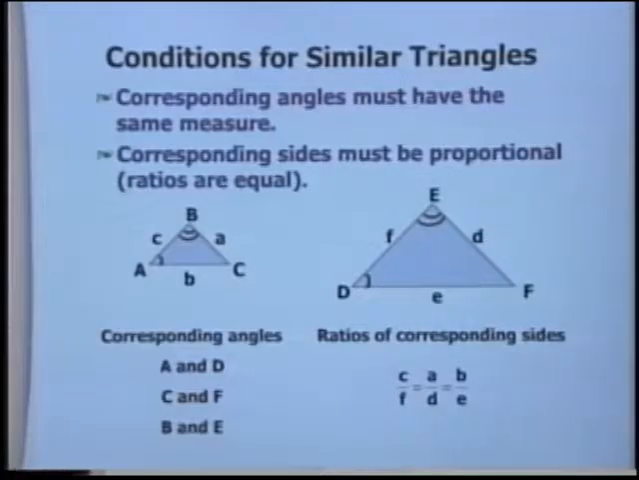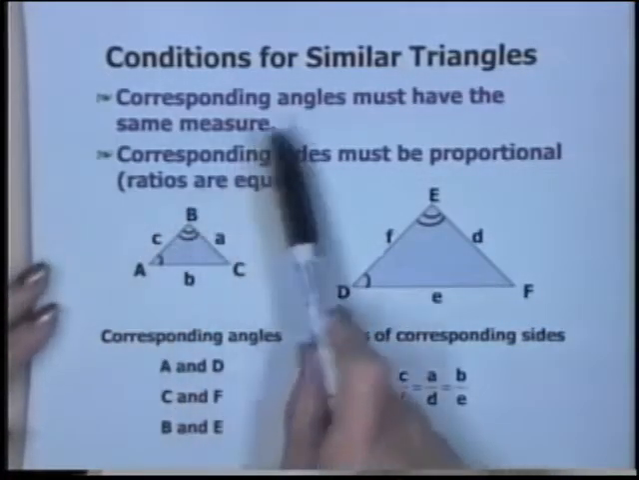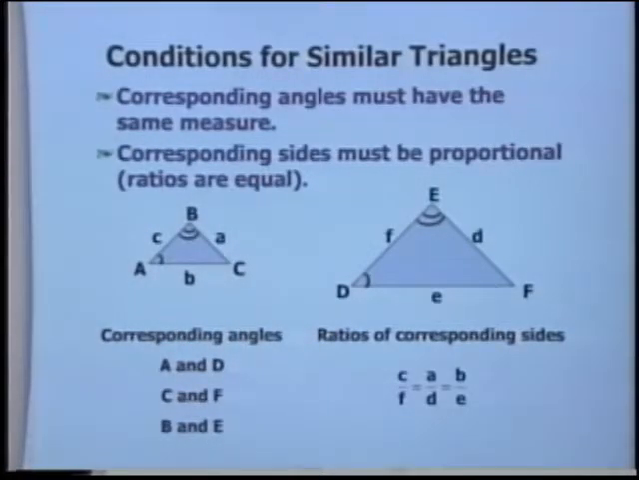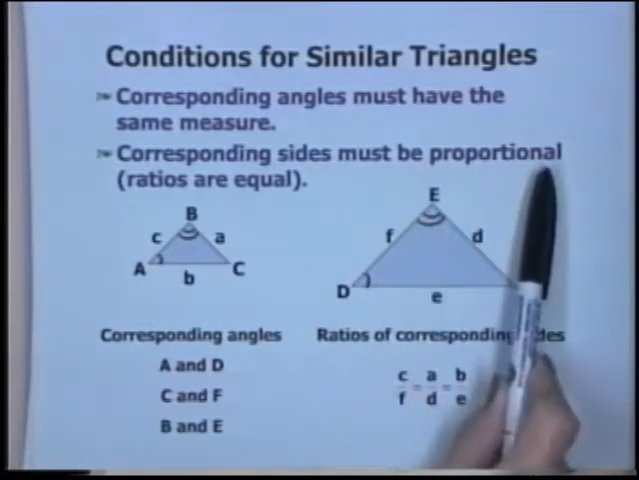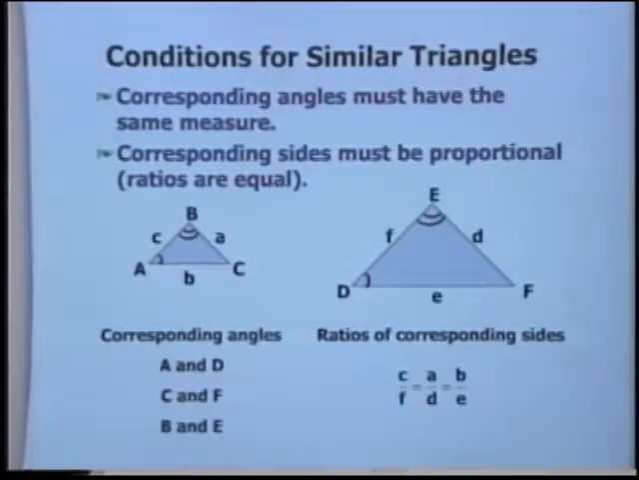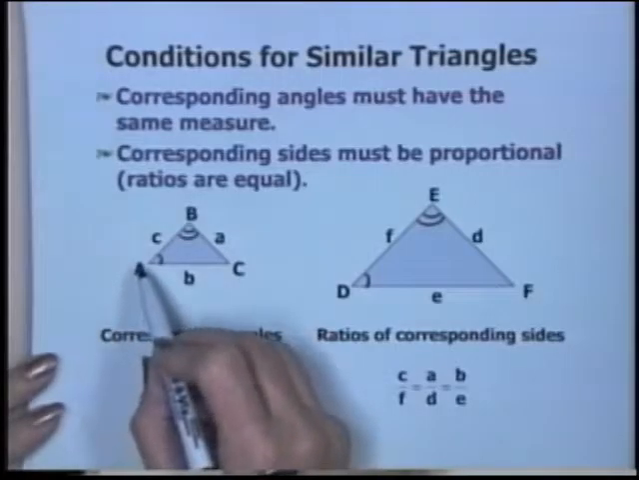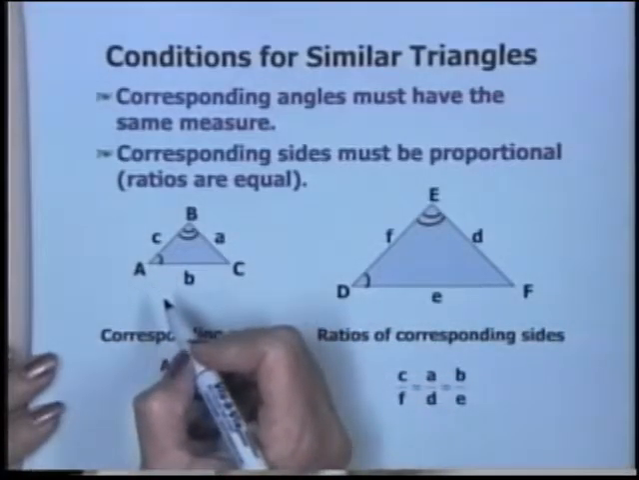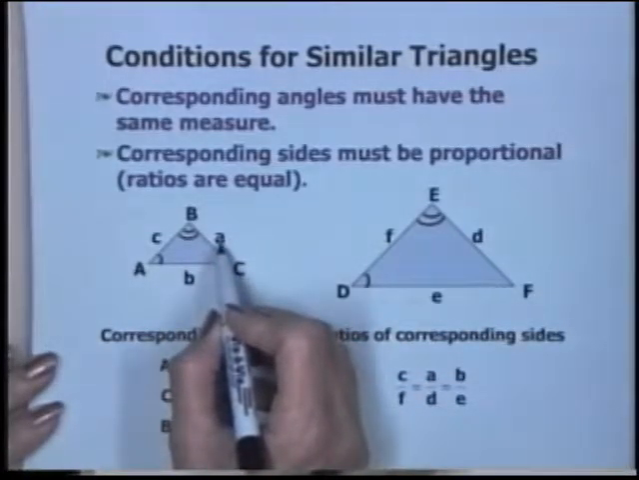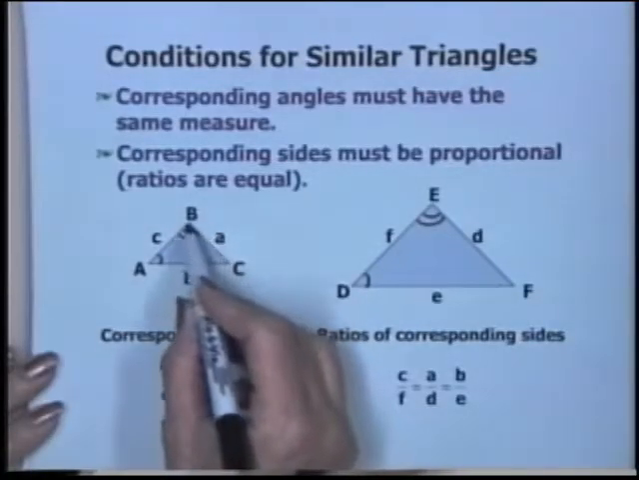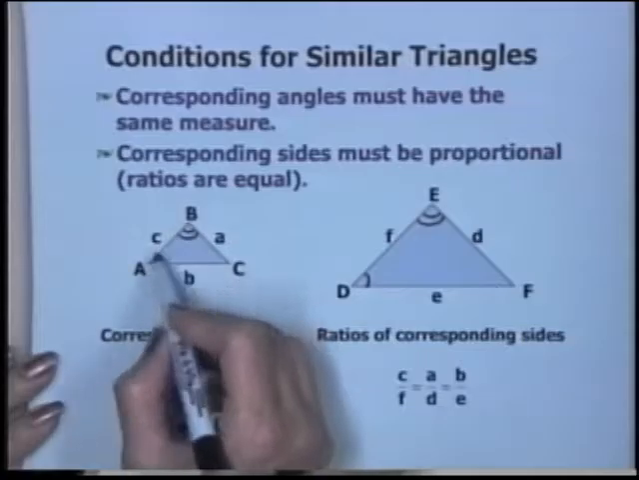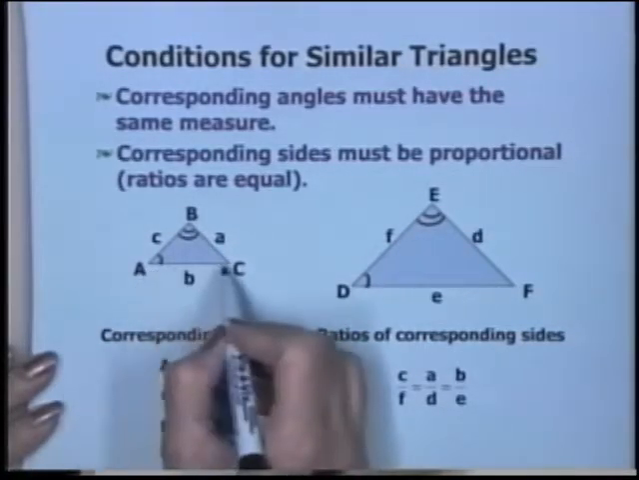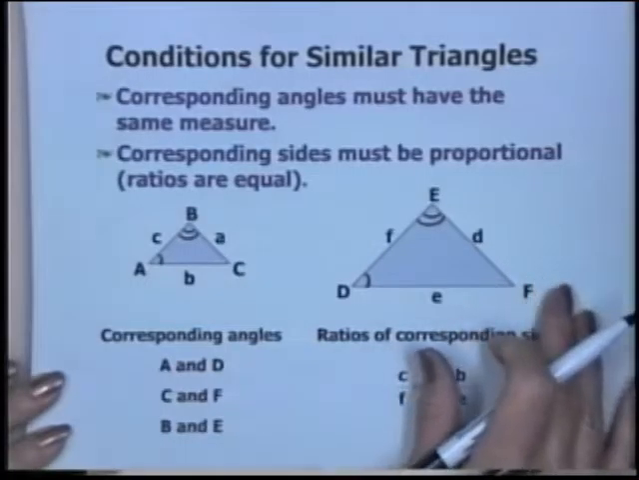In order for triangles to be similar, their corresponding angles must have the same measure, and their corresponding sides must be proportional. Those ratios must be equal. Now, if you notice, I have here two similar triangles. I have labeled the angles with capital letters, angle A, B, C, D, E, F. I have labeled the sides opposite or across from the angles with the lowercase letters. Side a is across from angle A, side c across from angle C, and side b across from angle B, and the same over here.